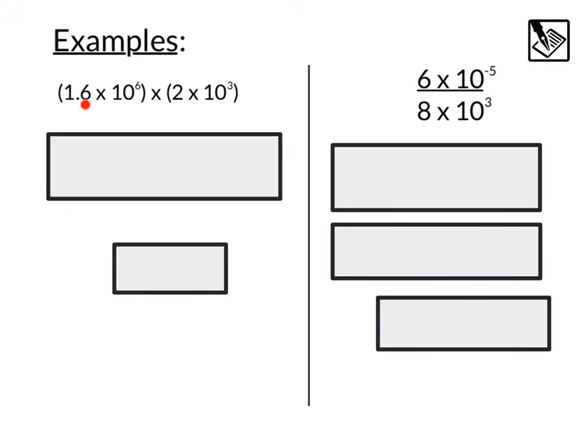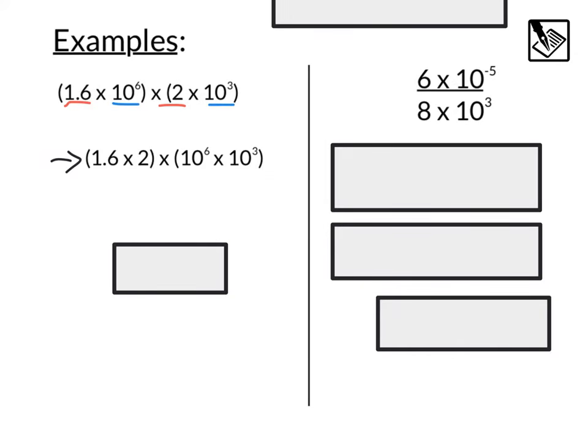Here we've got 1.6 times 10 to the 6th power times 2 times 10 to the 3rd. First thing we could do is take these standard numbers, 1.6 and 2, and then this 10 to the 6th and 10 to the 3rd, and group those together. That's going to give us 1.6 times 2 and 10 to the 6th times 10 to the 3rd.